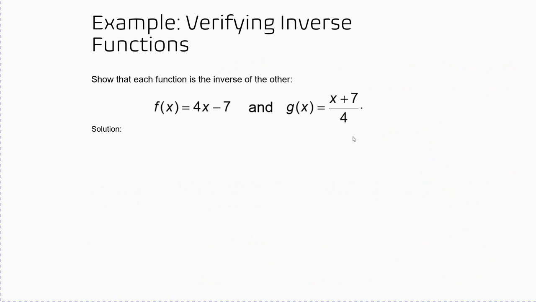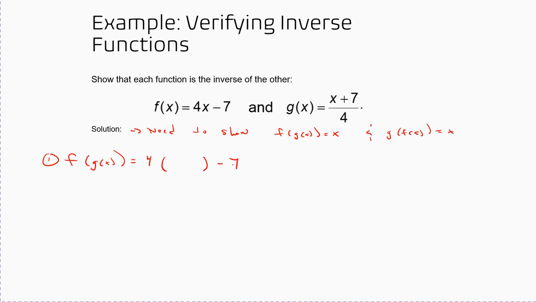Let's show that each function is the inverse of each other. f of x is equal to 4x minus 7, and g of x is equal to x plus 7 divided by 4. The way you show this is you need to show that f of g of x is going to be equal to x, and at the same time, g of f of x is going to be equal to x. So let's do this first one. Let's look at f of g of x. This is f of x, 4 times the input x minus 7. And what I'm plugging in is g of x, which is x plus 7 divided by 4.